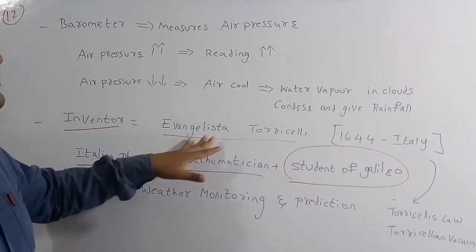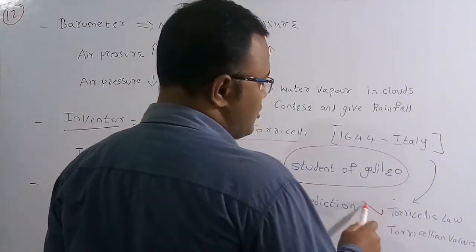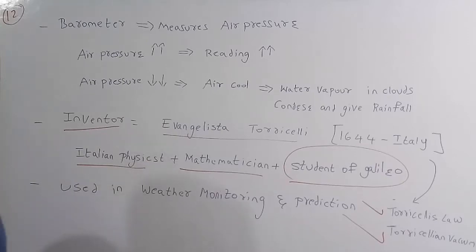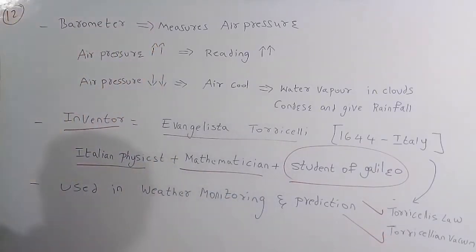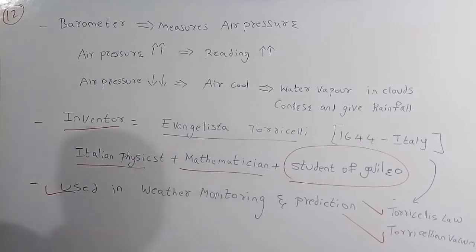Evangelista Torricelli is very famous for the barometer, the Torricelli laws and the Torricelli vacuum. The barometer is used for weather monitoring and the prediction of rainfall.